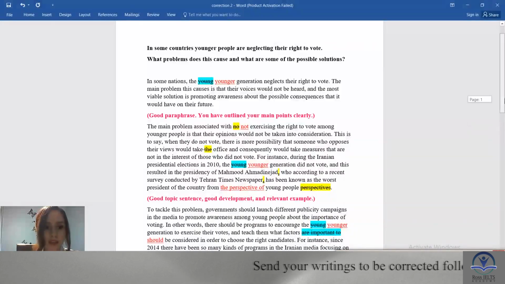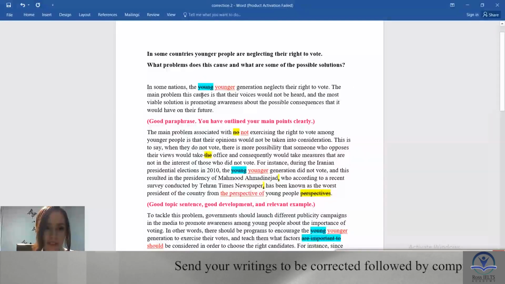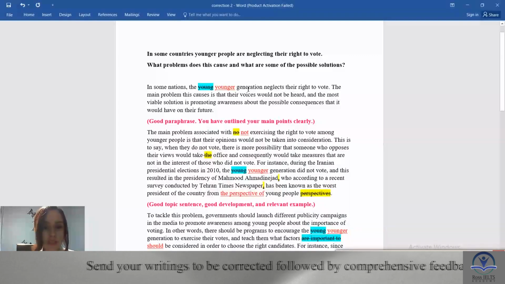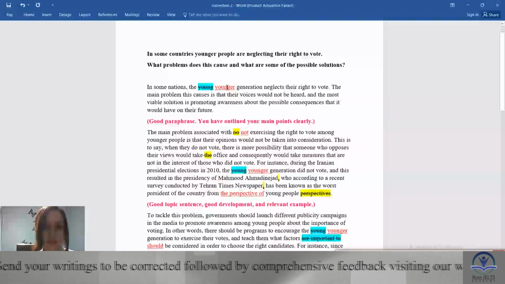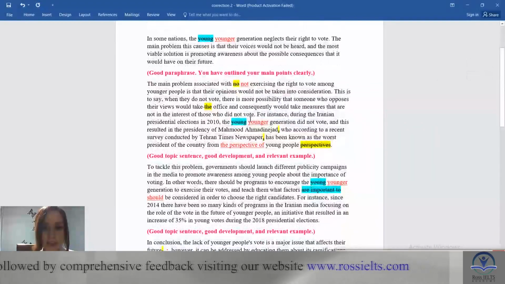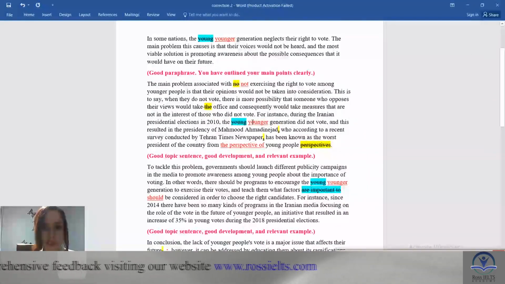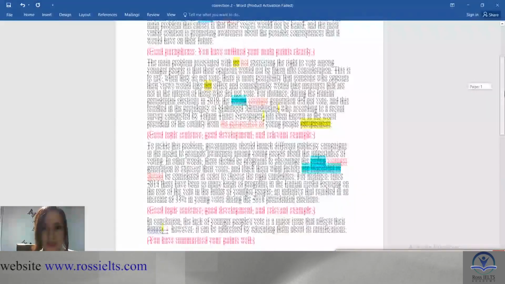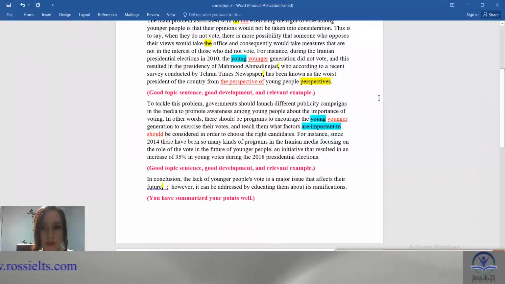Okay, so in the first paragraph, instead of saying "the young generation," the candidate should say "the younger generation." In the next paragraph, again the same problem: "the young generation" — no, "the younger generation" did not vote. In the second body paragraph, again the same problem: "the young generation" — no, "the younger generation." And the following sentence, "and teach them what factors are important to be considered in order to choose."